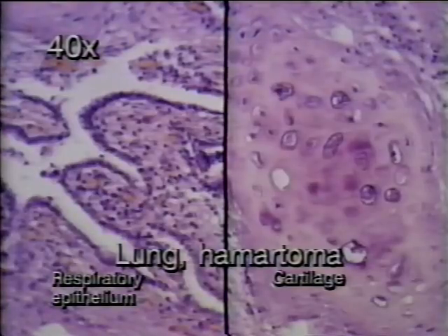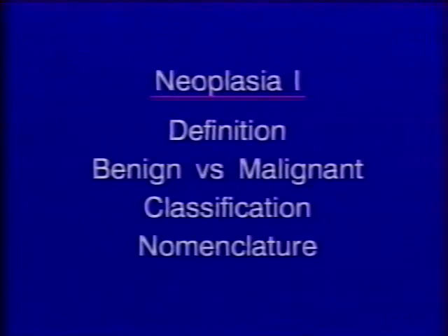The typical pulmonary hamartoma consists of well-differentiated bronchial components, respiratory epithelium, smooth muscle, and hyaline cartilage, but without recognizable bronchus formation. This lesson has considered the definitive features of neoplasia. It has compared and contrasted benign and malignant neoplasms and outlined and illustrated the classification and nomenclature of neoplasms.